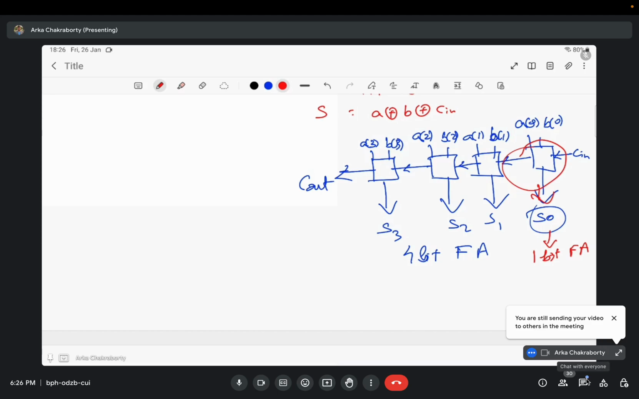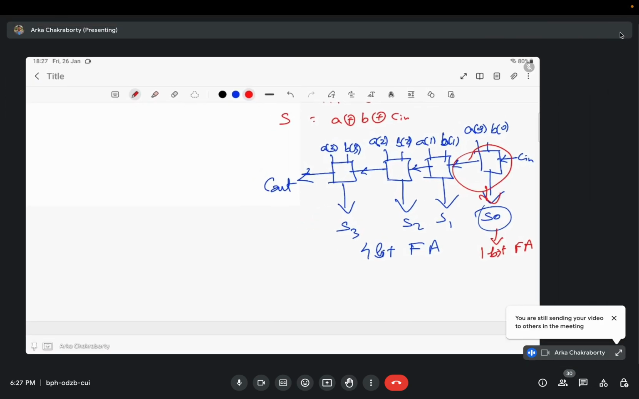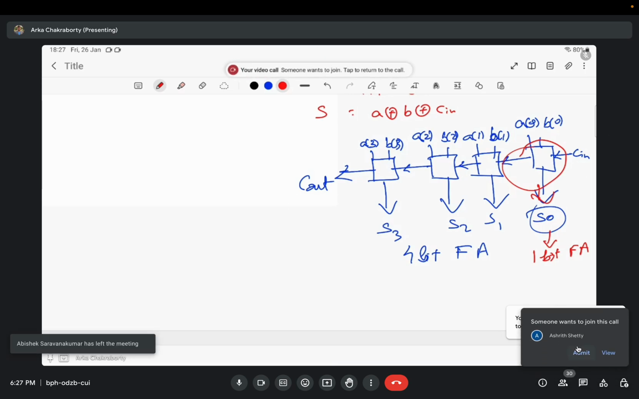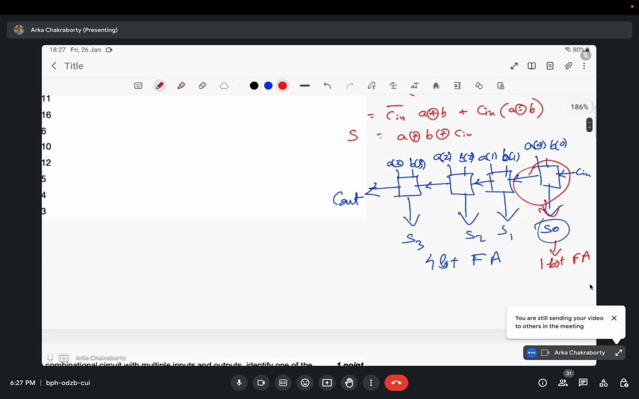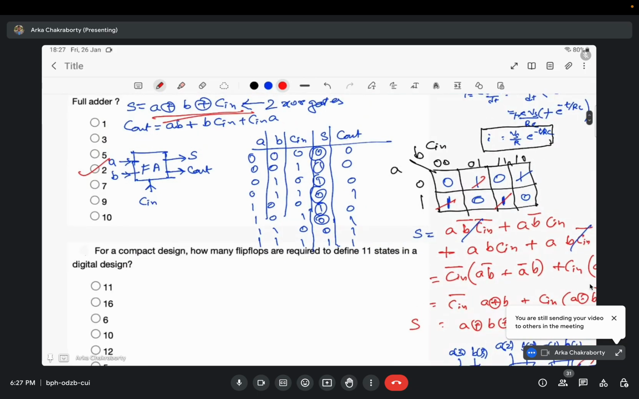And someone is asking something. A, B, C are 3 bits, right? Okay, A, B, C are 3 bits, but here when I am saying a 1 bit full adder, I am meaning that the output bit S is 1 bit. If it was a 2 bit full adder, then the output bit S would have been of 2 bits, and so on, okay. And if I only considered A and B and not C in, it would be a half adder, okay. When C in is also considered, it is called a full adder circuit, okay. I hope it's clear. So the answer is 2 gates will be required, okay.